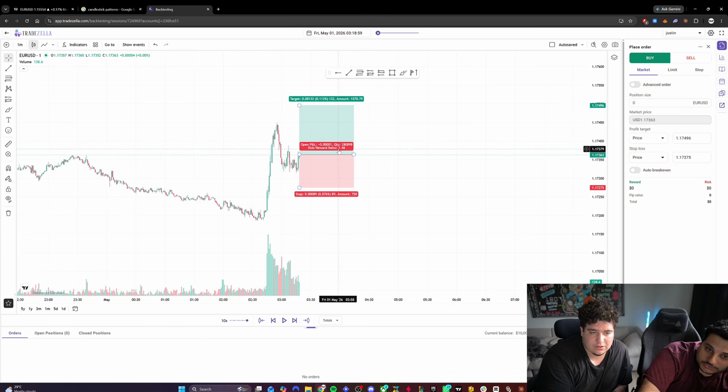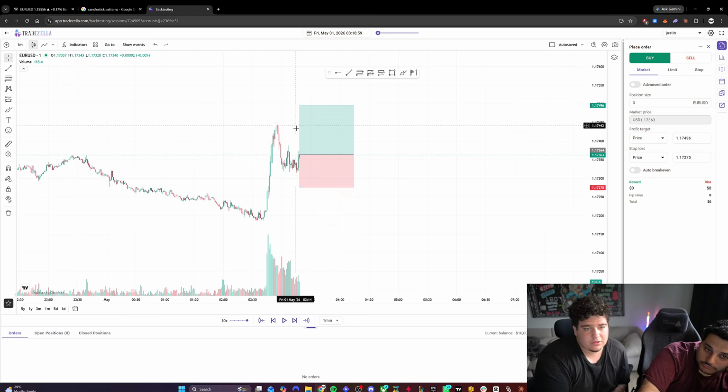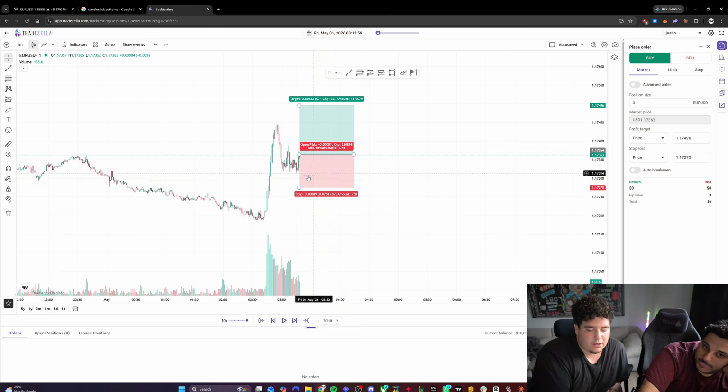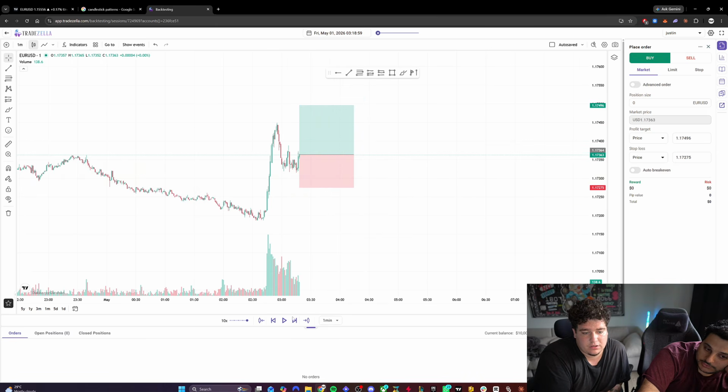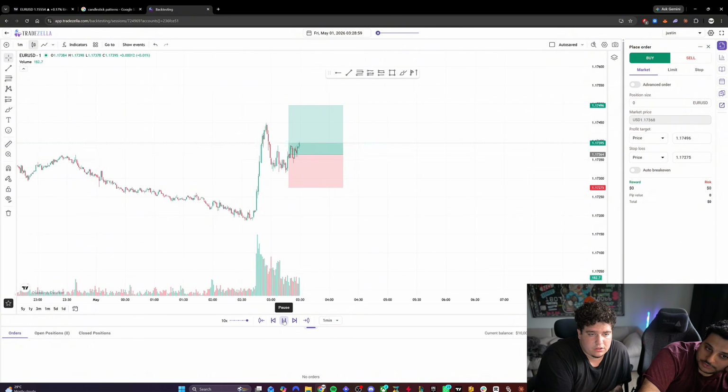See how it says risk reward ratio 1.48? If we win, we'll make about 1.5 times bigger than our bet. So let's say our bet was $100. You're going to make 150. Let's see what would have happened here.